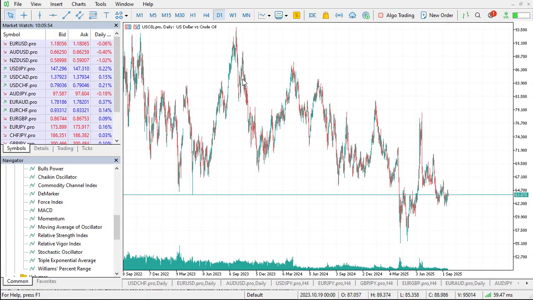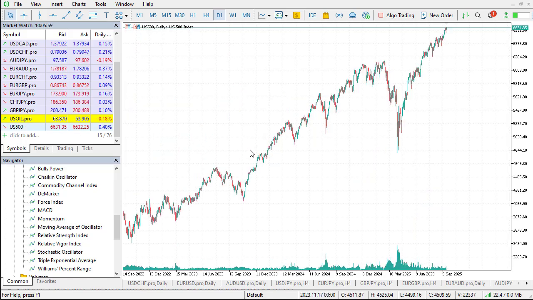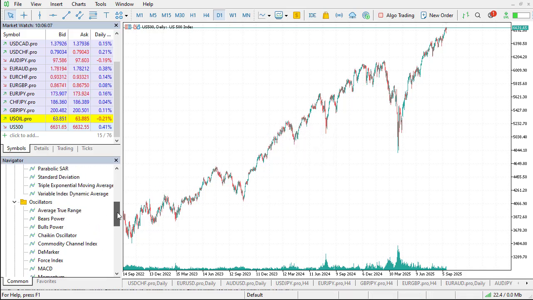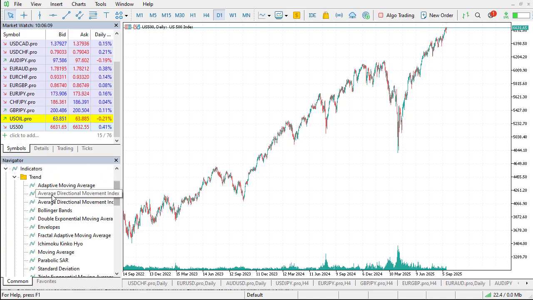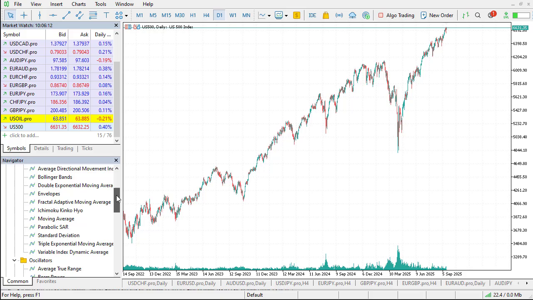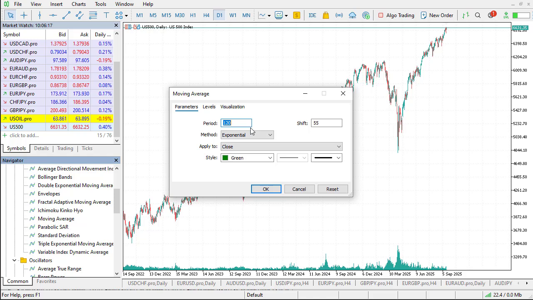So I will switch to US 500. This is the S&P 500 index. And I'm going to use our first moving average. I will go here to trend, as you can see, and choose it, there you go, right there. I will move this here so you can see. I will use a 31. This is one of the most popular moving averages that was first used, the 31-day exponential moving average.